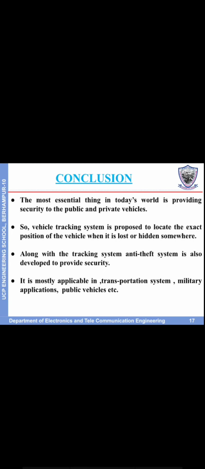Conclusion. The most essential thing in today's world is providing security to public and private vehicles. So, a vehicle tracking system is proposed to locate the exact position of the vehicle when it is lost or hidden somewhere. Along with the tracking system, an anti-theft system is also developed to provide security. It is mostly applicable in transportation systems, military applications, public vehicles, etc.